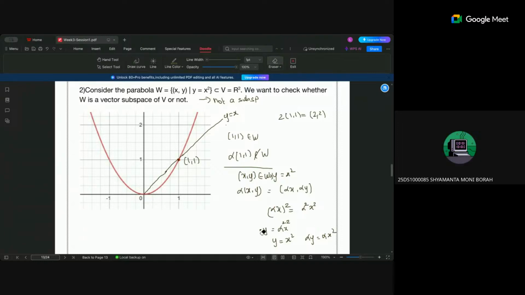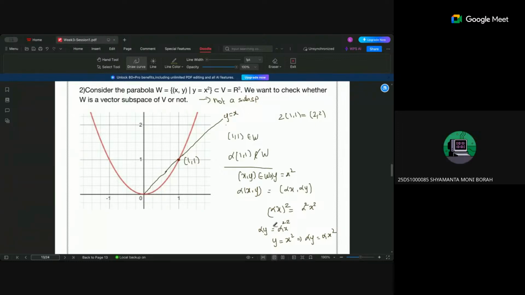So that is why we see that this is not the case. Alpha x the whole squared is alpha square x square, but here y equal to x squared implies alpha y is alpha times x squared. So this and this are giving different things, so it does not belong to this set. So either you look with an example or you check straight away like this. Either way should work.